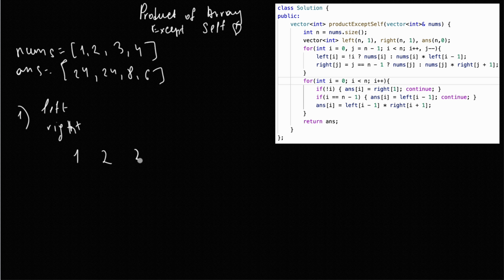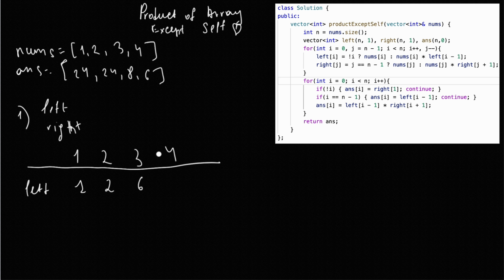Let's see, we have our array 1, 2, 3 and 4, and for left, the first element of left will be just as in nums because we have no elements before 1, so it will be just 1. The second element will be the product of the current element, which is 2, and all elements before it, so it will be 1 multiplied by 2, which is 2. And for 3 it will be the product of all elements before 3 and 3 itself, so 3 multiplied by 2 will be 6, and for 4 it will be the product of 4 and all elements before 4.